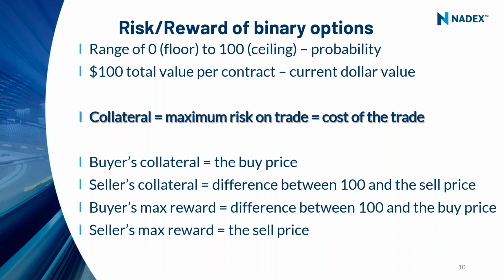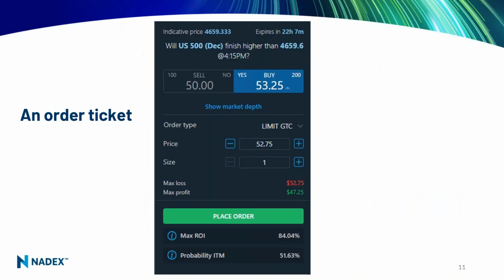Okay, and now if you know what your collateral is, you should be able to do the math to figure out what your maximum potential reward is. But again, we do this for you on the order ticket. So we spoke about that. I will show this to you live on the platform, but let's just go through a simple example.